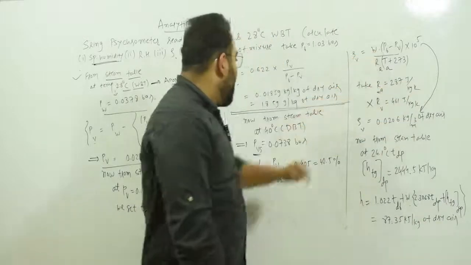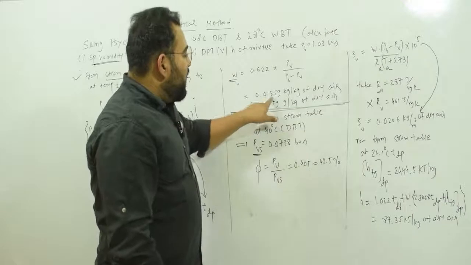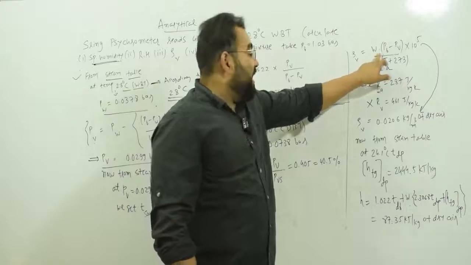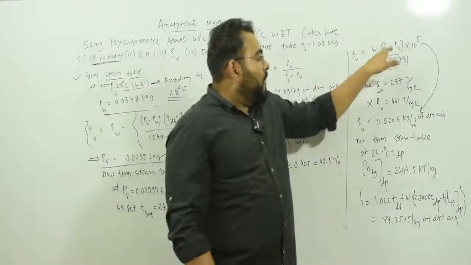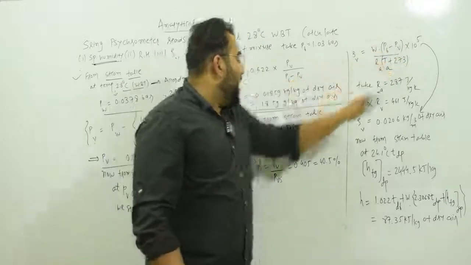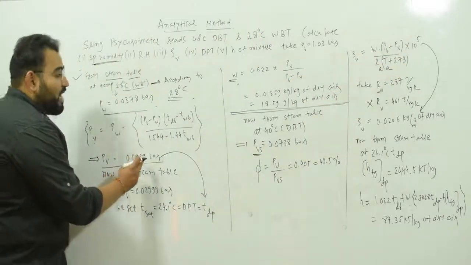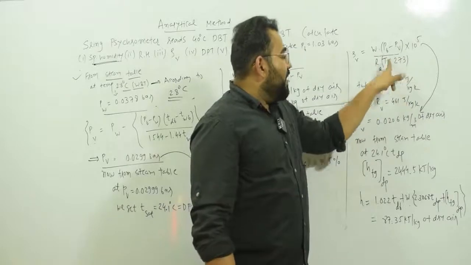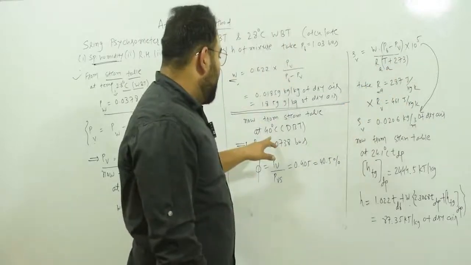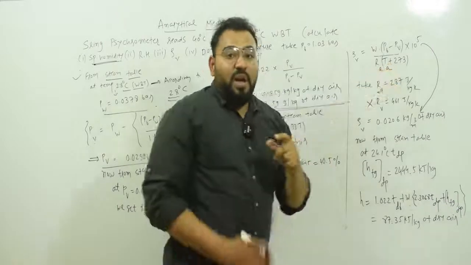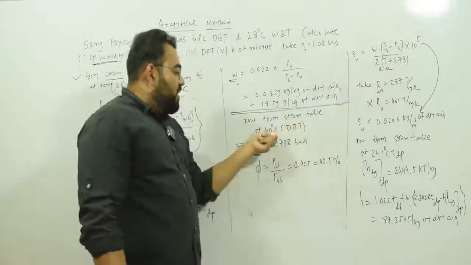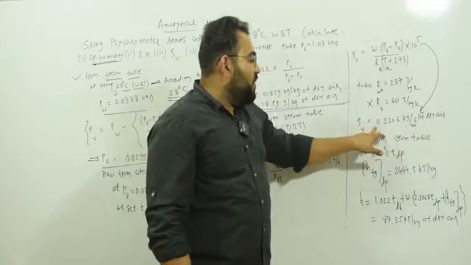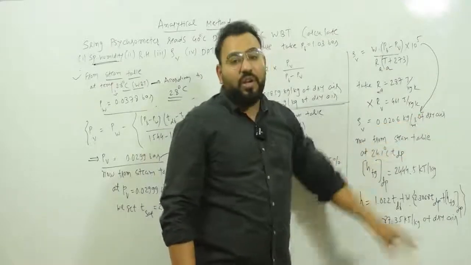So put the value of W. How much is W? 0.01859. So 0.01859 into the bracket PB 1.03 minus PV 0.0299, multiplied by 10 raised to 5, divided by Ra, put 287, times Ta, the temperature of dry bulb air. The dry bulb temperature is 40 degrees Celsius, because the temperature of dry air relates to the dry bulb temperature. So 40 plus 273. Then you will find the vapor density value of something like 0.0206 kg per meter cube of dry air.